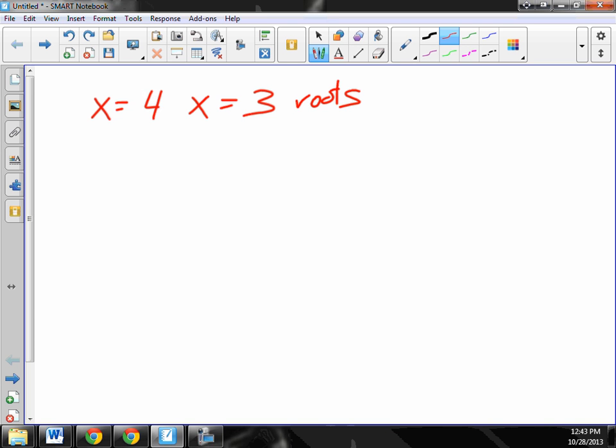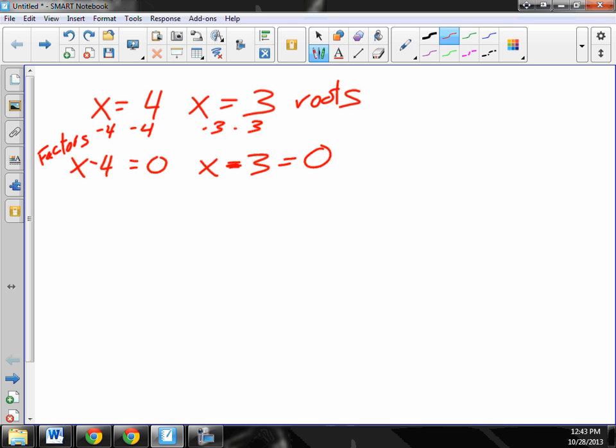Now, our goal is to create a quadratic, and we're going to create 4 quadratics that are really similar to each other, and by looking at the quadratics, we're going to figure out ways to go backwards, to start from the quadratics and end with the roots. So we need to turn these roots into factors. So I'm going to subtract 4, subtract 3, and I get x minus 4 equals 0, and x minus 3 equals 0. These are called factors.